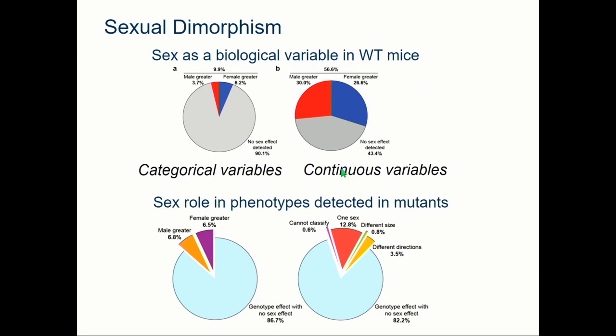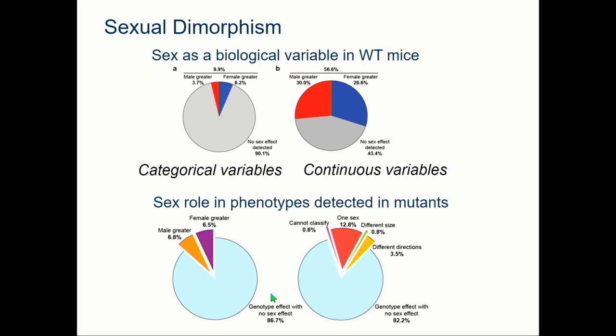And then the continuous variables have even greater resolution, so more than 50% of the data, the parameters we measure, show a sort of sexual dimorphism. And then when we look at our phenotype calls that we call from our mutant lines, we see the same thing. So for the categorical data, in 7% of the data the male shows a greater effect, and in 6.5% the female shows a greater effect.